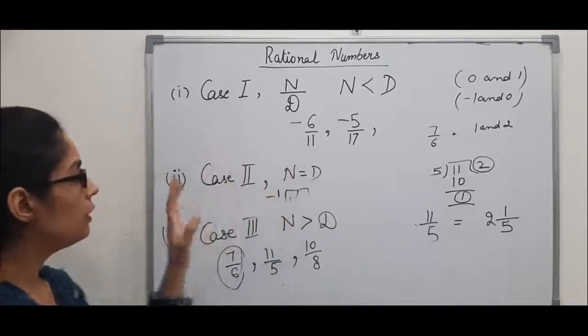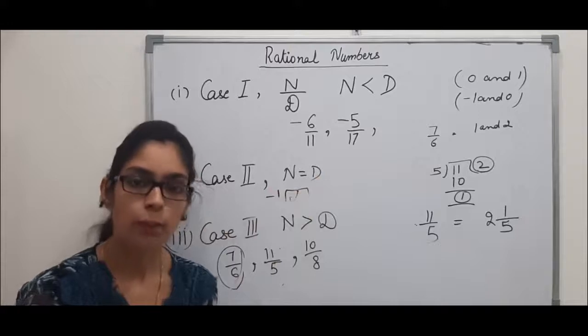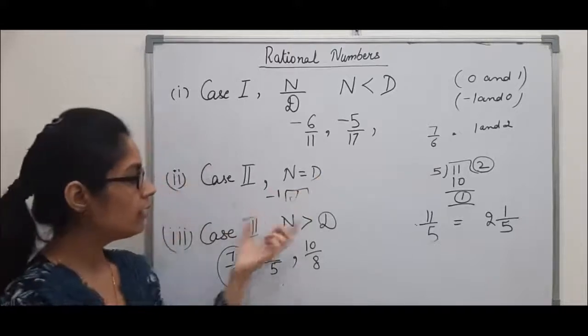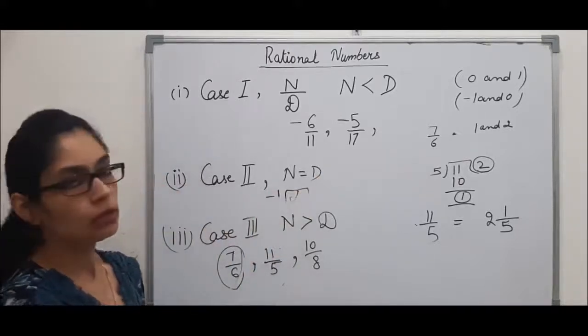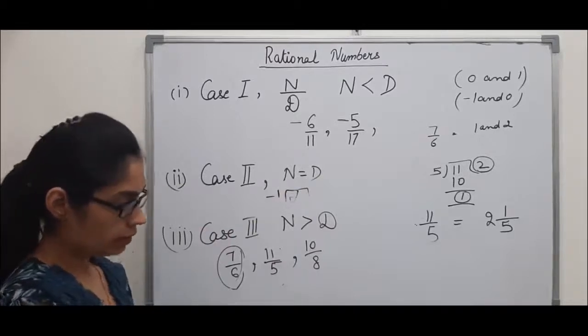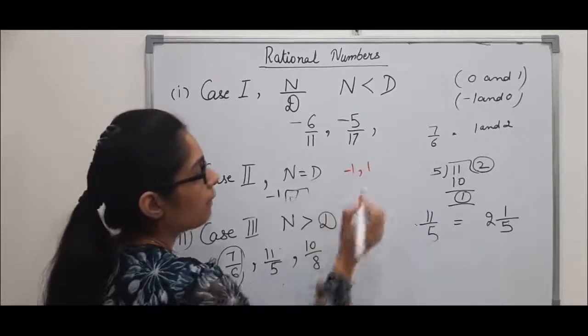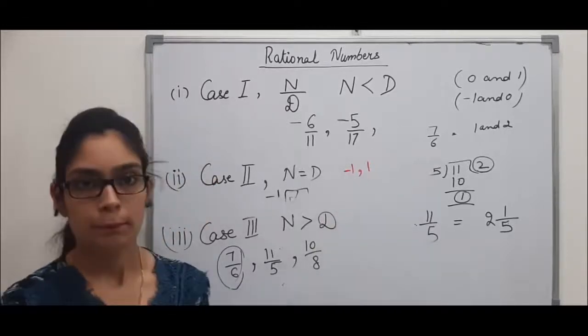This you can remember. Case 2, when the numerator and denominator are both equal to one another. We have taken examples also, 1 by 1, 2 by 2. So in this situation, your point can either be minus 1 or it can be plus 1. So it's very much simple.